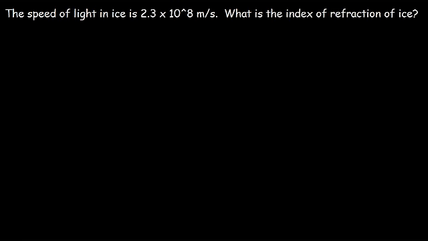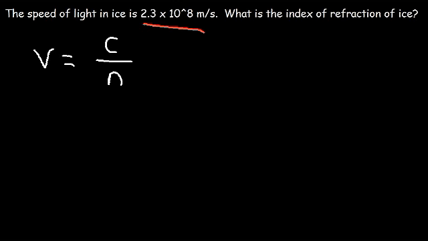Try this problem. The speed of light in ice is 2.3 times 10 to the 8 meters per second. What is the index of refraction of ice? So the equation that we need for this problem is V is equal to C divided by N. We have V, that's the speed of light in a different material, and N is the index of refraction of that material. C is the speed of light in a vacuum. So you've got to solve for N.